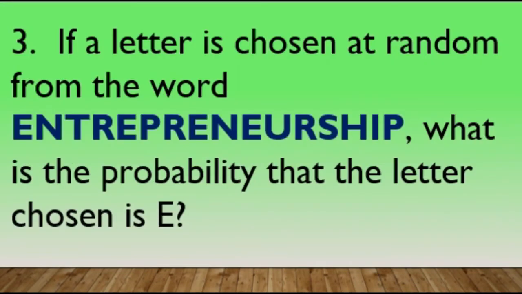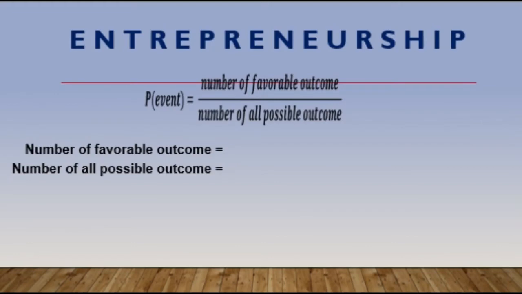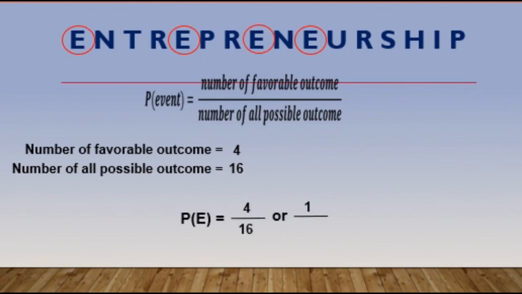Third problem. If a letter is chosen at random from the word entrepreneurship, what is the probability that the letter chosen is E? The word is entrepreneurship, and we need to find the probability that the letter chosen is E. So how many E? 1, 2, 3, and 4. So the number of favorable outcomes is 4. And entrepreneurship consists of 16 letters. So the number of all possible outcomes is 16. So P of E is equal to 4 over 16. Reduce it into lowest terms. We have 1 over 4.